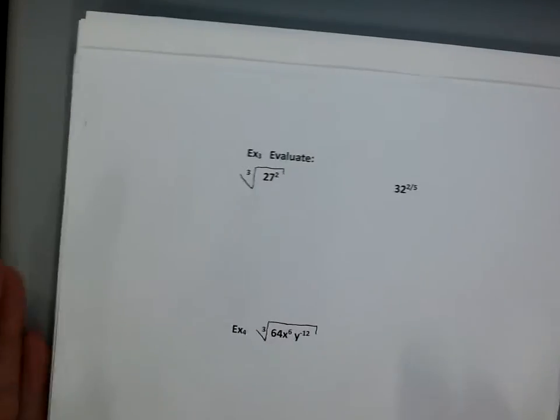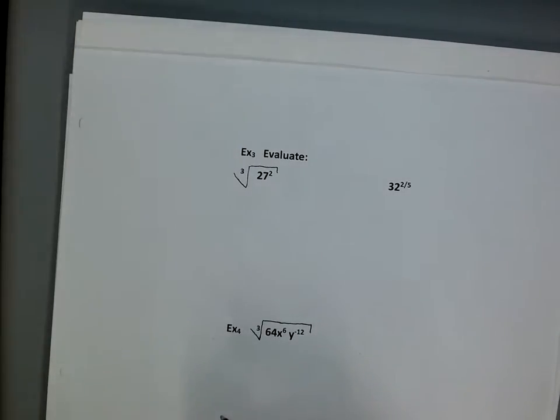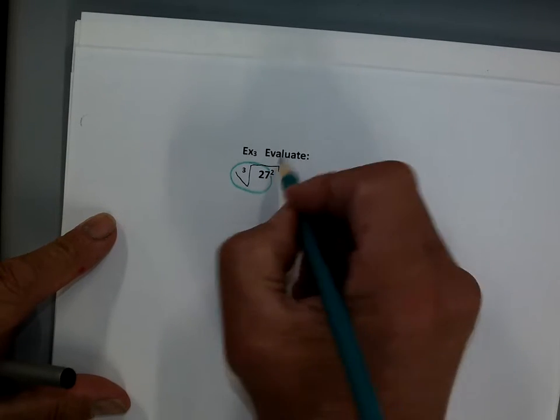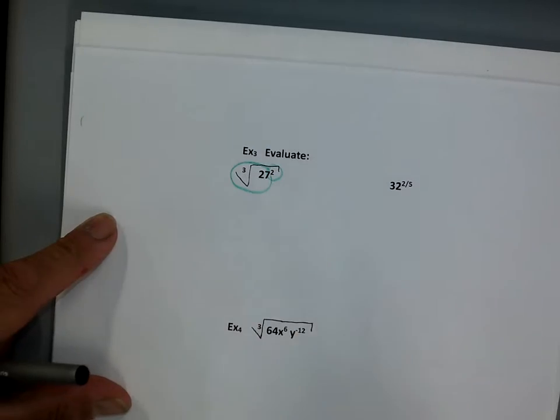Okay, turn the page. Hopefully you're getting this, okay? Now this says evaluate, okay? Well, there's two things to do to evaluate. We either have to take a cube root or we have to square it, okay?